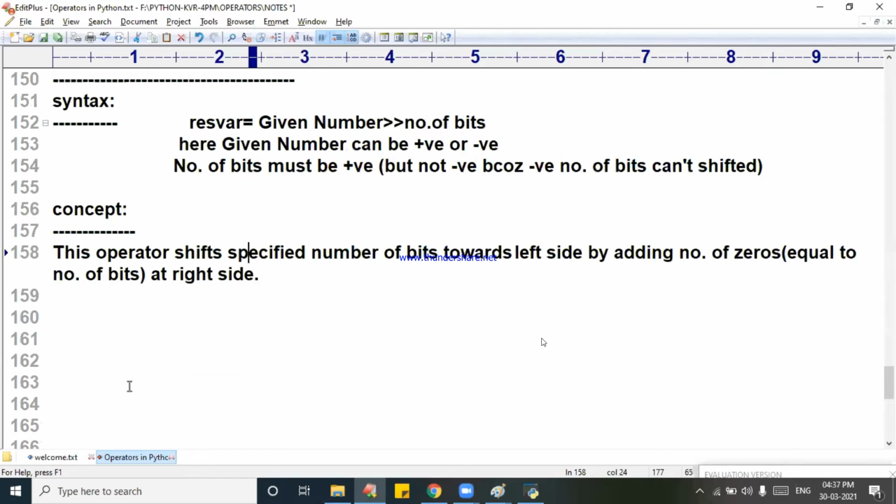Concept. This operator shifts the number of bits towards which side? Right side. Towards right side by adding number of zeros that is equal to the number of bits at which side? Left side. This is the concept. After that, we will go for diagrammatic representation of that, we will write it.